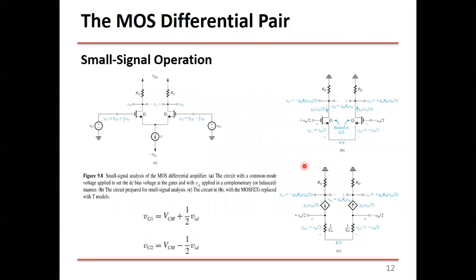Okay. Now let's quickly do the AC analysis. What we have done so far is the DC analysis. We applied the DC analysis, and we just found the large signal. Now we are going to do the small signal analysis. Okay, so the small signal analysis. This is the differential pair.